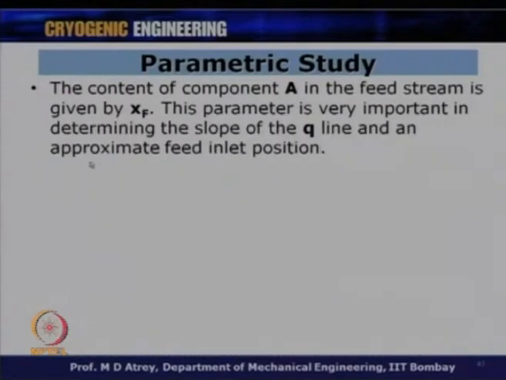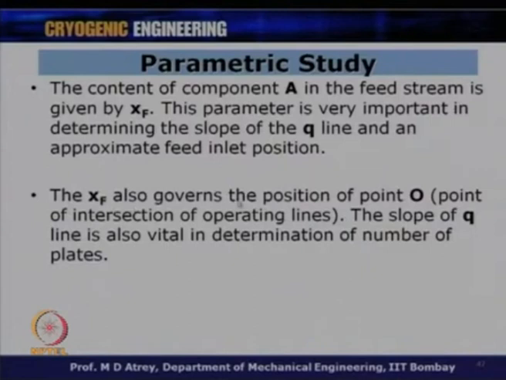Now, the third is the Q line. The content of the component A in the feed stream is given by XF. This parameter is very important in determining the slope of the Q line and an approximate feed inlet position. The XF also governs the position of the point O, which is the point of intersection of the operating lines. The slope of the Q line is also vital in determination of the number of plates.